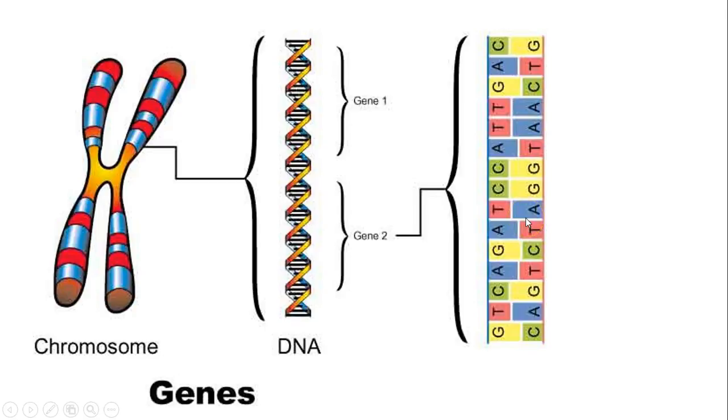Remember, all living things have the same 4 letters. But what sets it apart is the way these letters are set up, the sequence of letters. The arrangement of the letters is what sets us apart, okay? The way the genes are set up, the way the nitrogenous bases are set up, that's what sets us apart, okay?